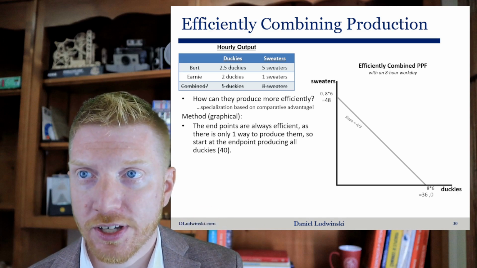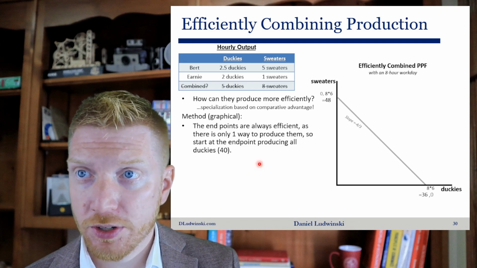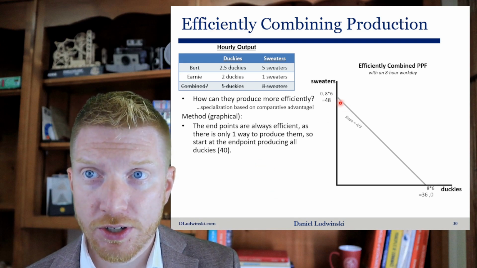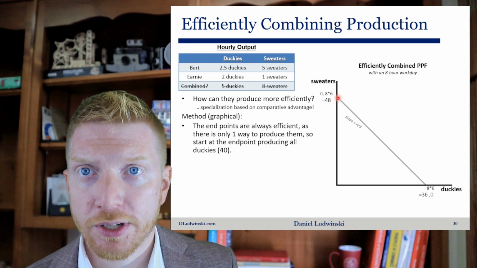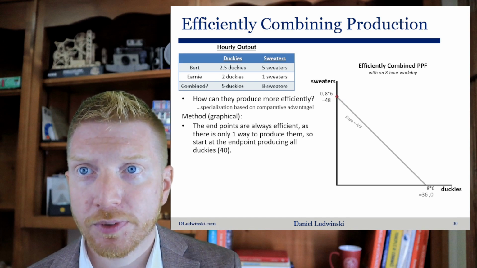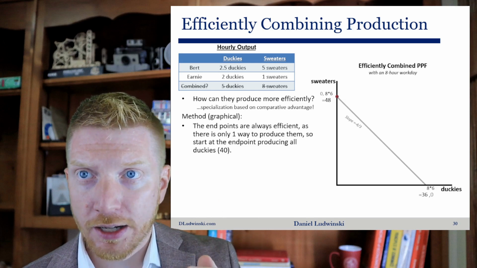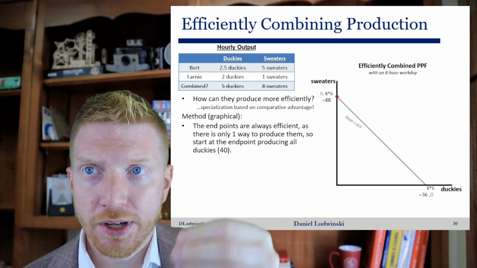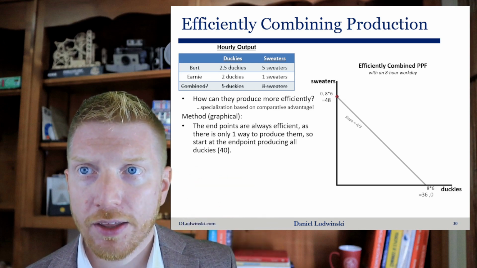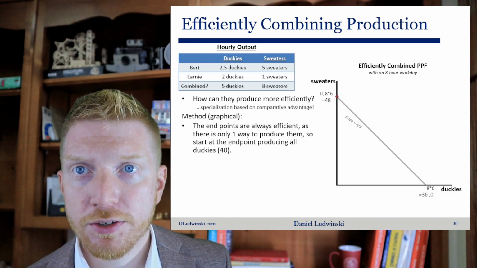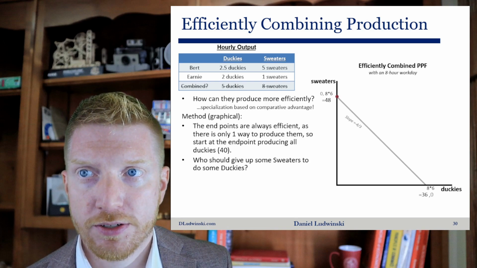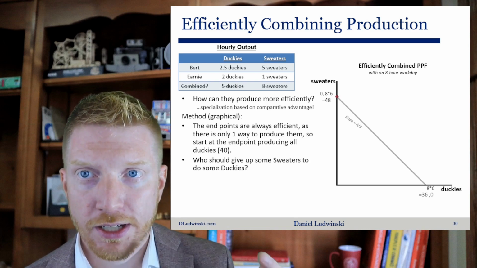Right? And that's where things get tricky. So in order to do this graphically, what I like to do is start at your top left point here, where you're producing nothing but duckies, right? That 48 sweaters, no duckies, and then move to the right. Now, as we move to the right, what we're going to be doing is giving up sweaters to get some duckies.